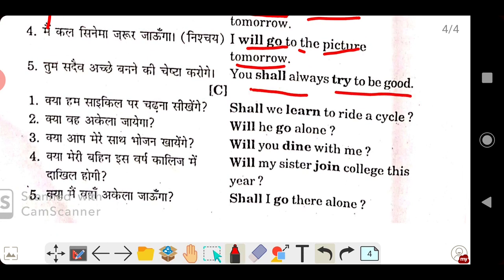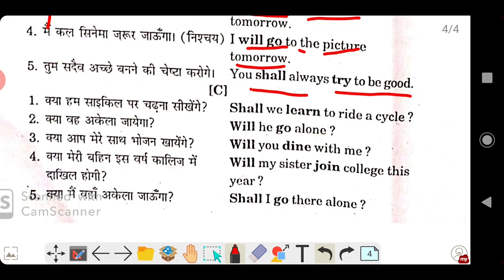You will always try to be good. But most of the time, I prefer will, not shall. Okay? I will always try to be good. I will work hard to buy a new brand car for next year. You will always try to be good.